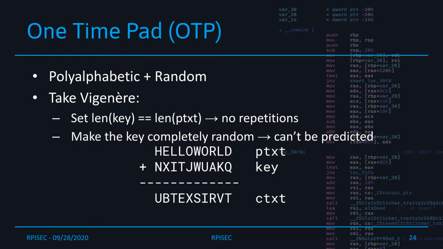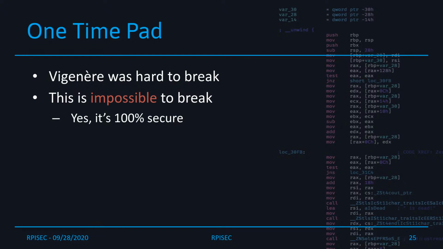So the math involved is basically the same as with Vigenère. You take the value of the letter in the key and add it to the value of the letter in the plaintext to get the value of the letter in the ciphertext. So relatively straightforward, except the key here is the same length as the plaintext and it's completely random and it can't be predicted. So this, if you do it right, makes one-time pad 100% impossible to break.